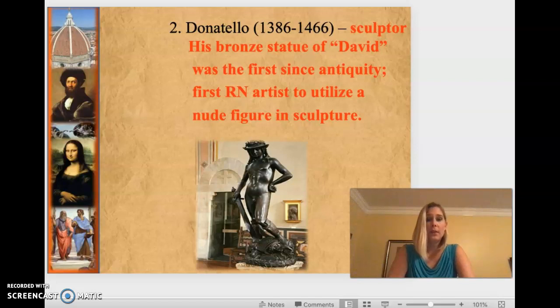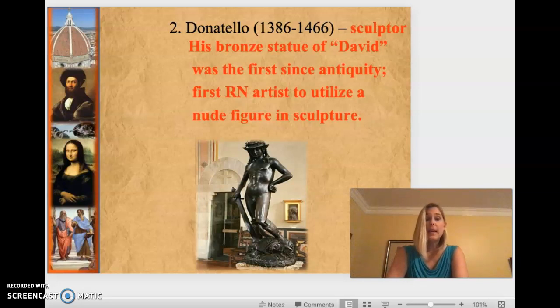So just a couple more things to point out about Donatello. When I mention here that it's the first since antiquity, to be a little bit more specific, it was the first known freestanding nude statue created since antiquity. Okay, so it's actually the first unsupported standing work in bronze that was actually cast during the Renaissance. So this is definitely making this statue unique for this time period.